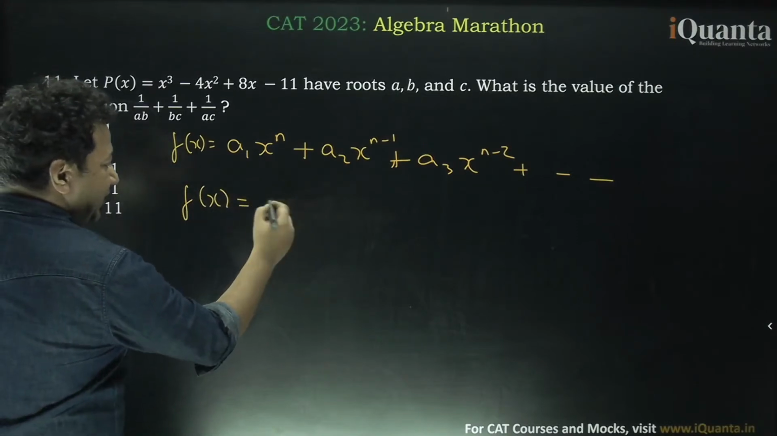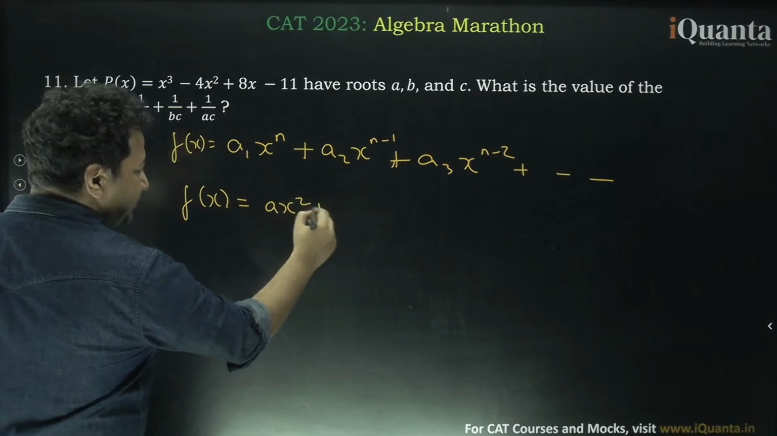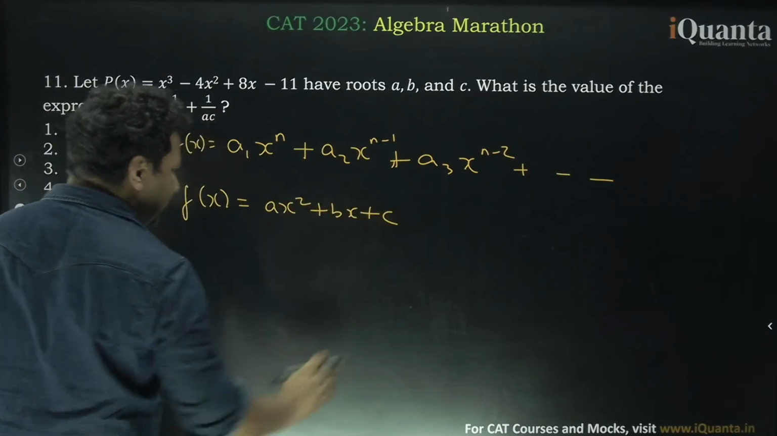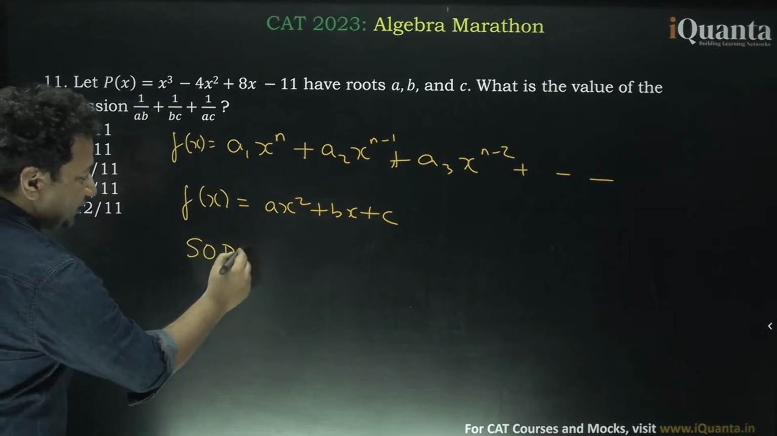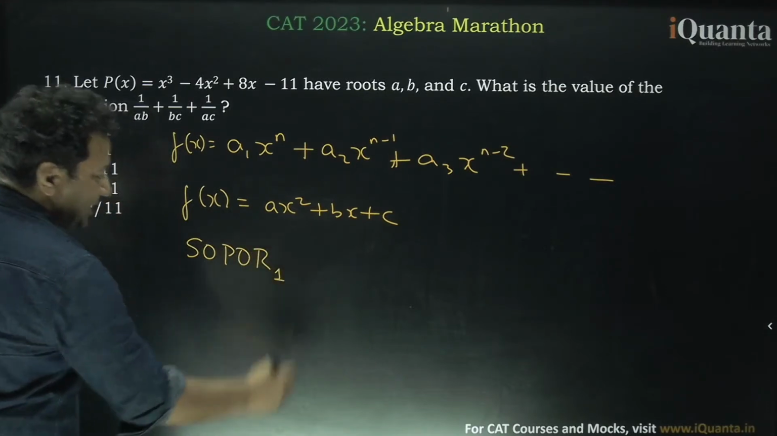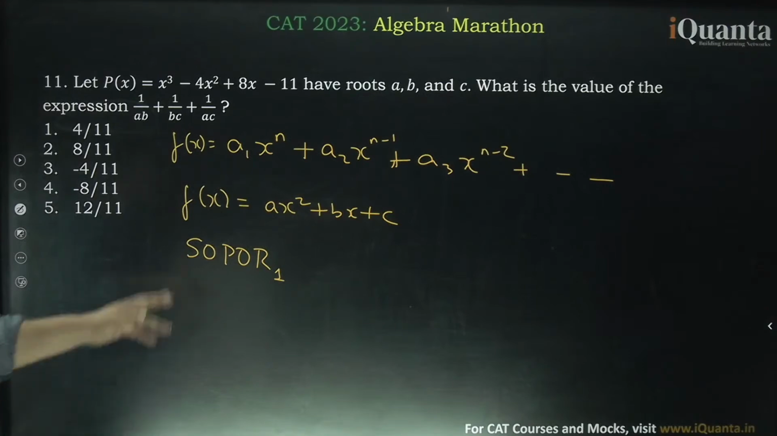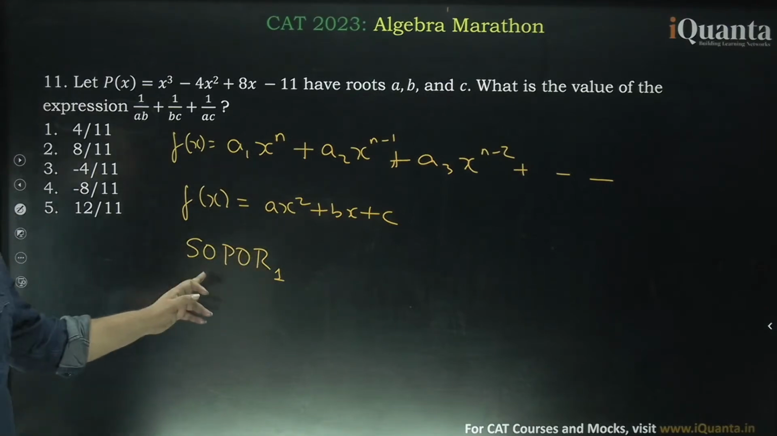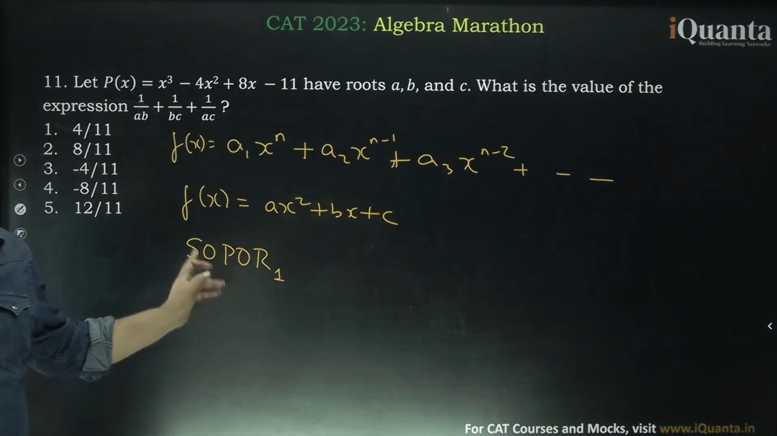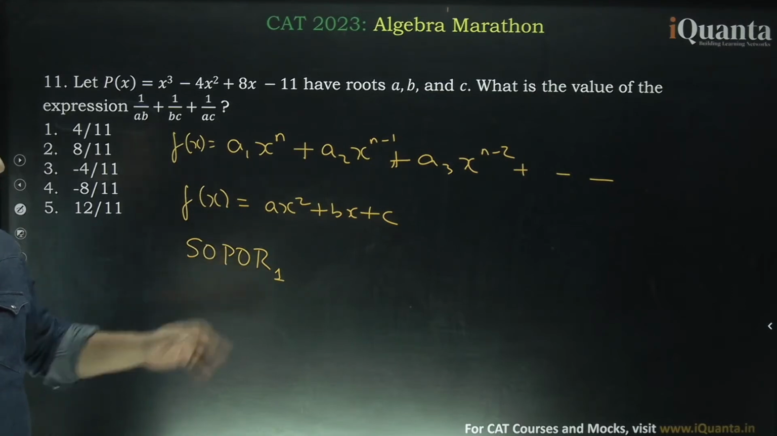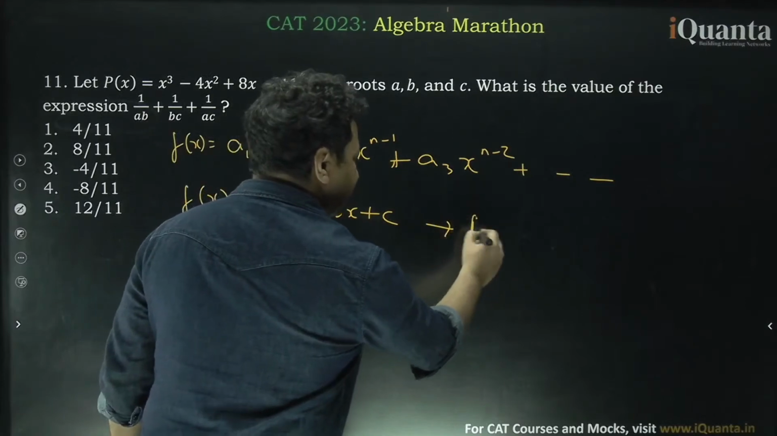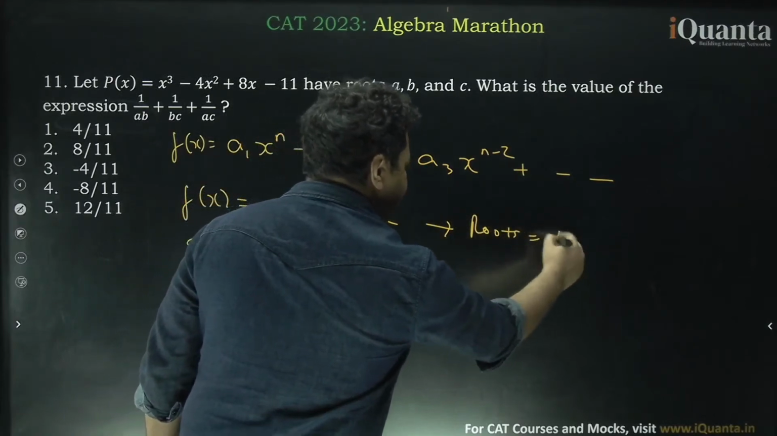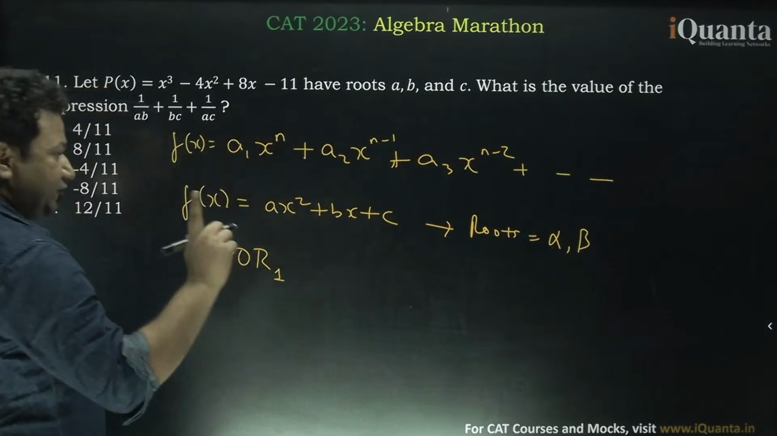For example, we have ax square plus bx plus c. Now listen to this carefully. We have two roots. So sum of product of roots taken one at a time. Note this down. SOPOR is sum of product of roots. Sum of product taken one at a time. So the roots here are alpha and beta taken one at a time.